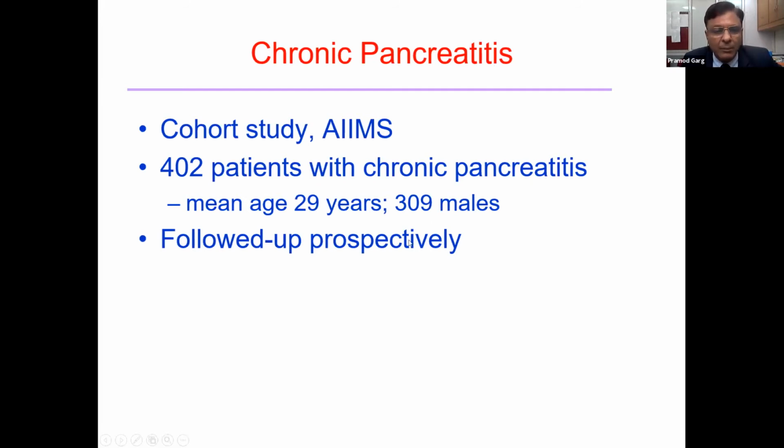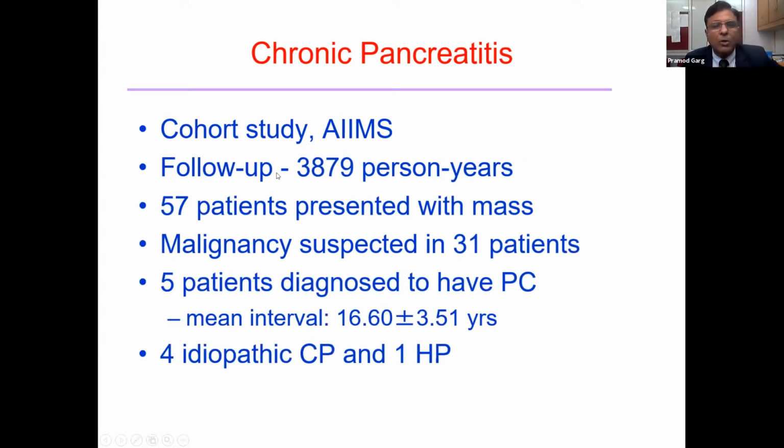309, majority of them were males. They were followed up prospectively. And we found that over a follow-up period of 3,879 person years, 57 patients presented with a mass in the head of pancreas. Malignancy on imaging was suspected in 31 of these patients, and ultimately 5 of these patients were diagnosed to have pancreatic cancer. That means about 10% of those who presented with a mass lesion.